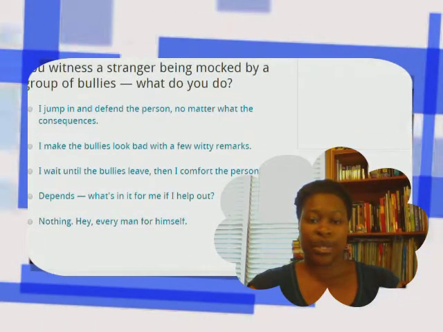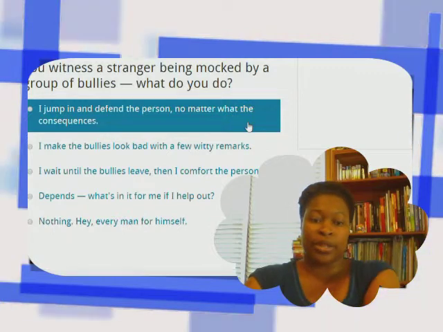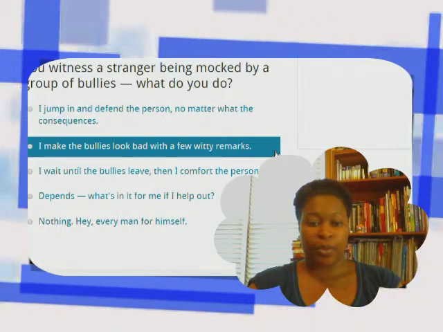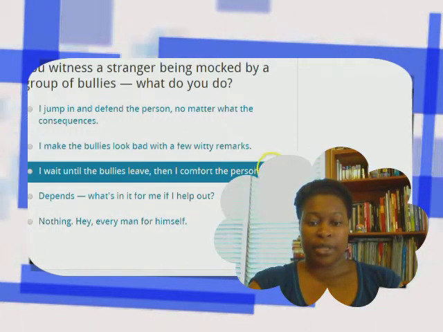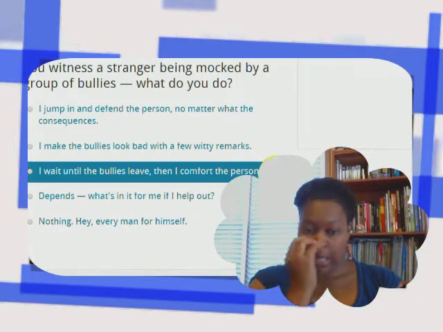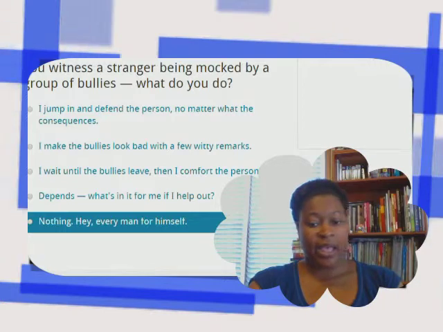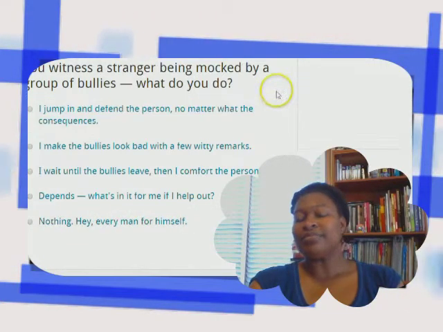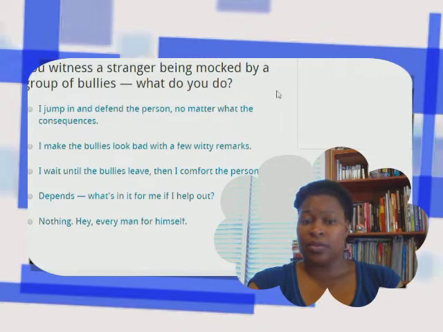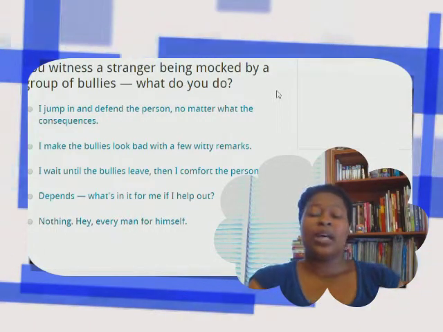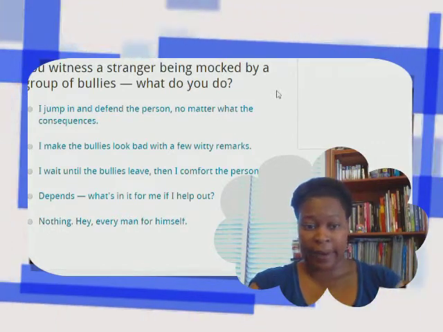You witness a stranger being mocked by a group of bullies. What do you do? Jump in and defend the person no matter what the consequences? Make the bully look bad with a few witty remarks? Wait until the bullies leave, then comfort the person. Depends on what's in it for me if I help out. Nothing. Hey, every man for himself. I actually like the fact that these are really kind of questions that you would have to consider. What do people do in this situation? I know what I do, so let me go ahead and make my answer.